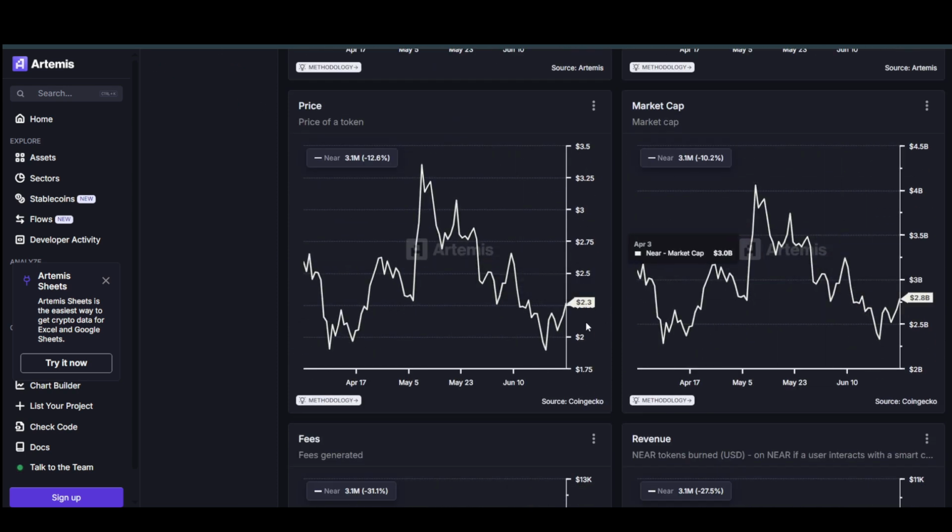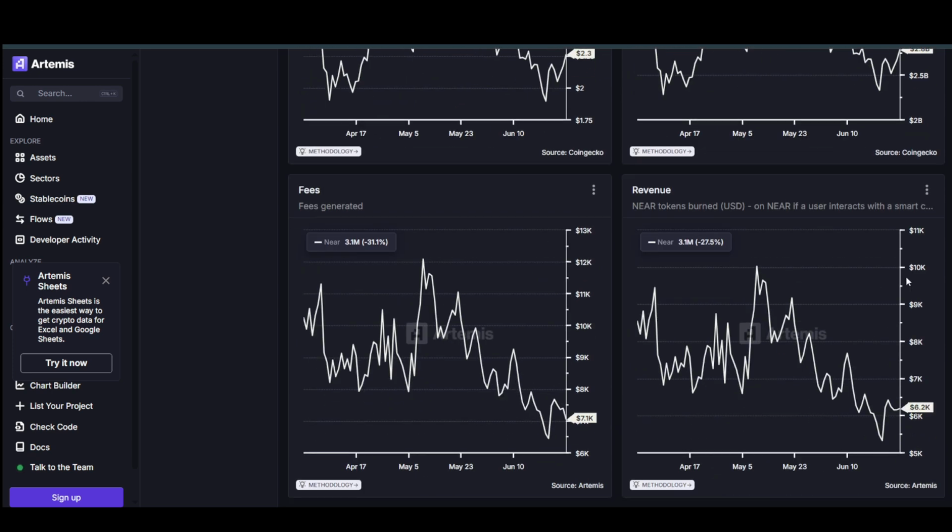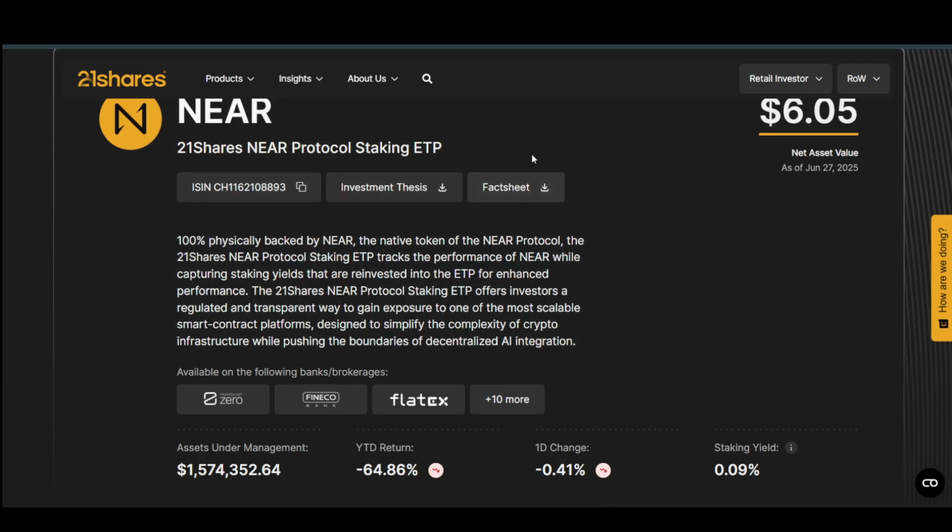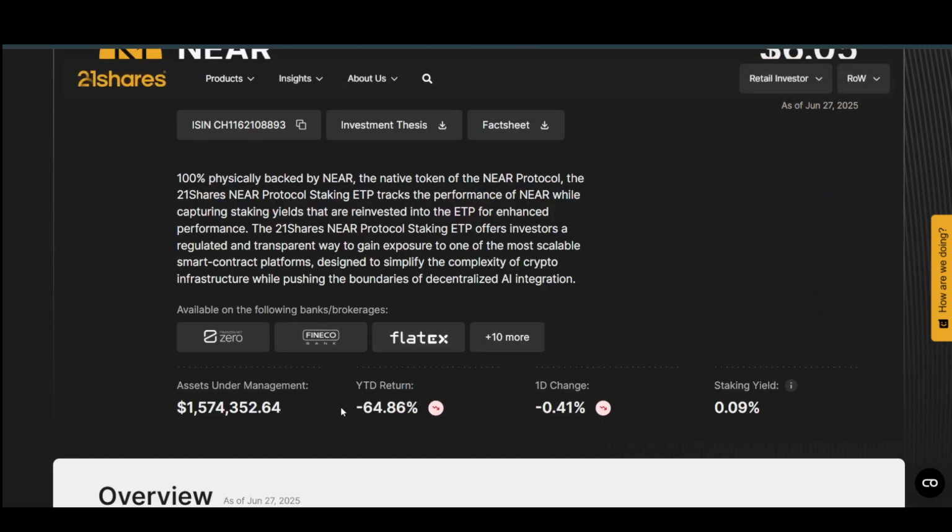After that we have market cap and price. All of them are doing fairly good, I would say. If we look at the overall market, the revenues and the fees have gone down, as you can see here. Now NEAR also has an ETP, as you can see here. This is the NEAR Protocol ETP, and it is down as well. The AUM is not that big, it's only 1.5 million.